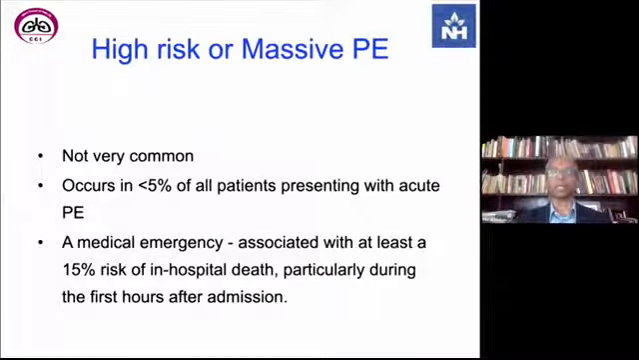This is not very common. As I mentioned right in the beginning, it occurs in less than 5% of patients presenting with an acute PE, but is a very important medical emergency associated with at least a 15% risk of in-hospital death, particularly during the first hour or so after admission.